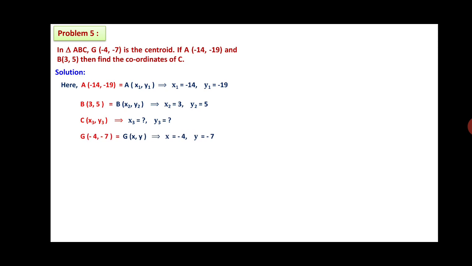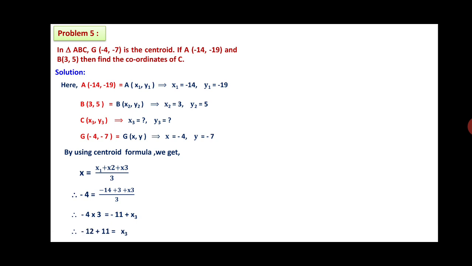And G(-4, -7) is (x, y), where x is equal to -4 and y is equal to -7. Now, by using the centroid formula, we can get x is equal to (x1 + x2 + x3)/3. This is the x coordinate of the centroid. So now we'll substitute the above values here. The x value is -4, which will be equal to (-14 + 3 + x3)/3. So we'll cross multiply: -4 into 3 is equal to -14 plus 3, which is -11, plus x3.